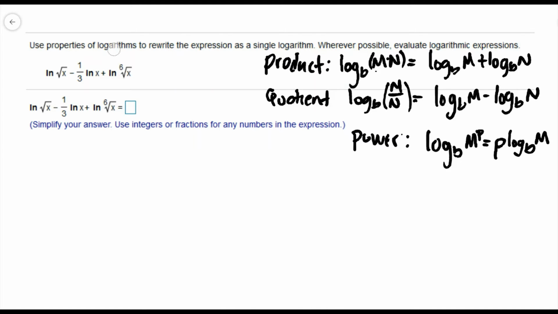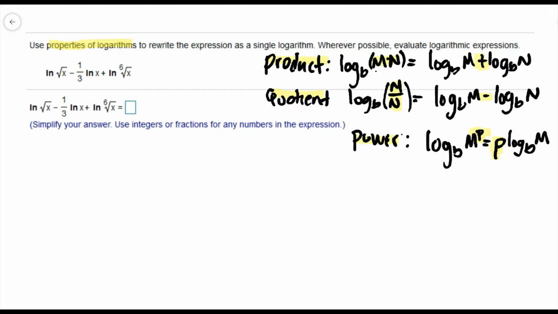This question says, use the properties of logarithms to rewrite the expression as a single logarithm. Wherever possible, evaluate the logarithmic expressions. So the properties that we're talking about, properties of logarithms, are the product, quotient, and power rule. The product can be turned into a sum, the quotient, subtraction, and when we have a power inside the log, the power can come out.